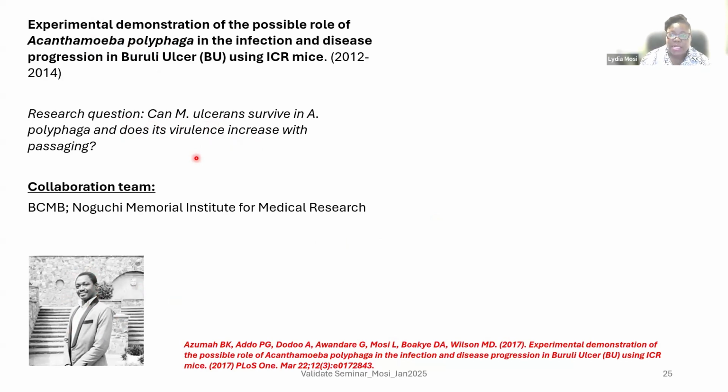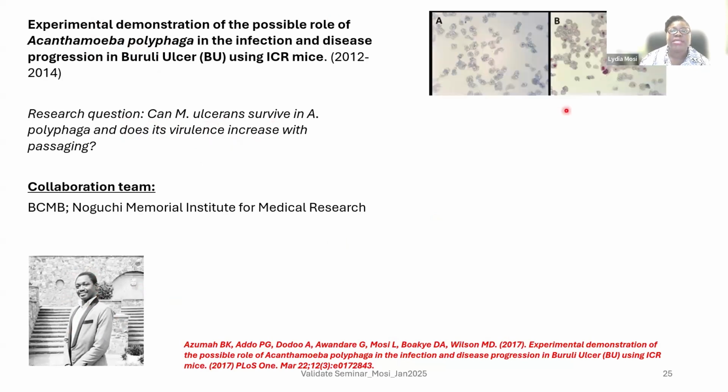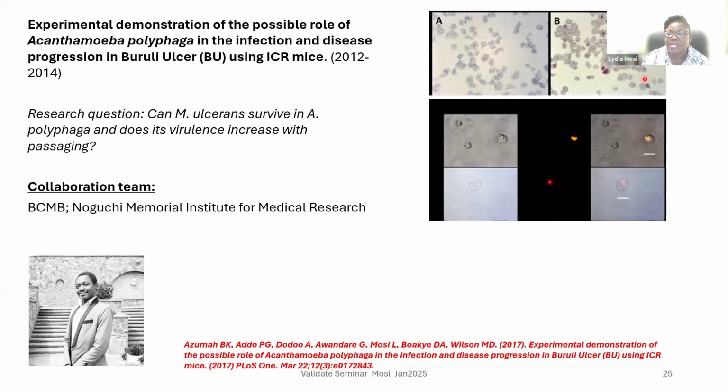And he was able to show that, yes, indeed, M. ulcerans could infect amoeba. The amoeba didn't die, depending on the dose of inoculum that was delivered. And we also used red fluorescent protein tagged M. ulcerans, which we use to track the viability of the M. ulcerans within the amoeba. And as you can see from the overlay of these images, during the course of the infection, the M. ulcerans were still alive and viable in the amoeba.